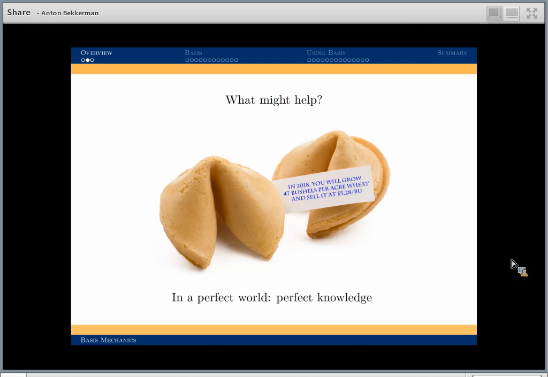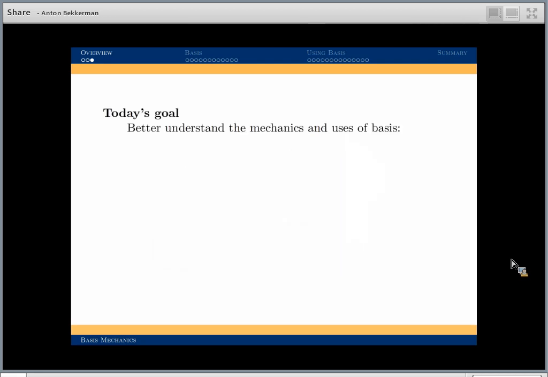So what might help? Well, in a perfect world, perfect knowledge would help, right? If you could get a fortune cookie, pull out a tab that says, next year you're going to produce 47 bushels per acre, and you're going to sell it at a price of $5.28 a bushel, you would be able to perfectly forecast what your costs need to be in order to earn a profit. Unfortunately, fortune cookies often come with messages that are either very difficult to understand or are just nonsensical. It is what it is.